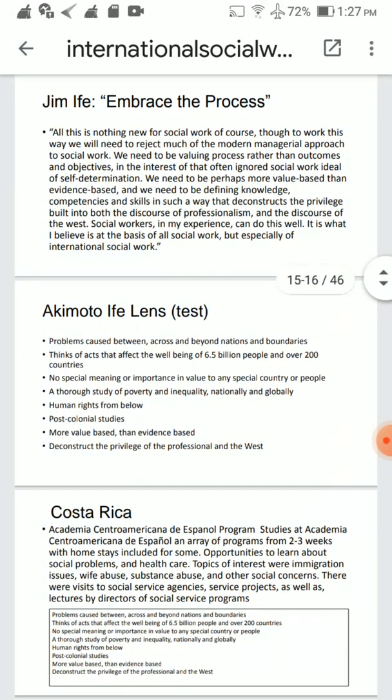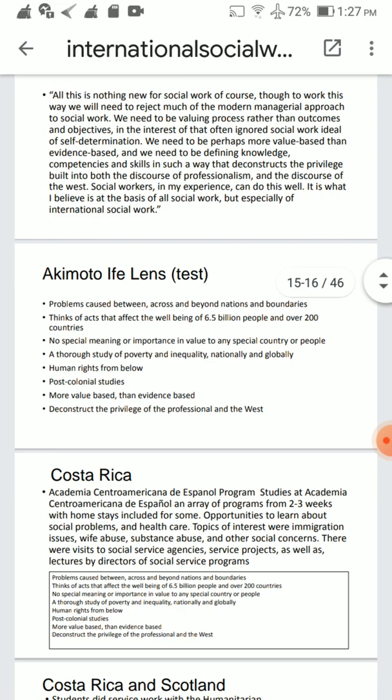According also to Akimoto, problems are caused across and beyond nations and boundaries, correct? The different boundaries or locations of the different countries. If you are in international social work, it is really difficult to have an engagement or to have that protocol from the different countries. Think of acts that affect the well-being of 6.5 million people in over 200 countries.